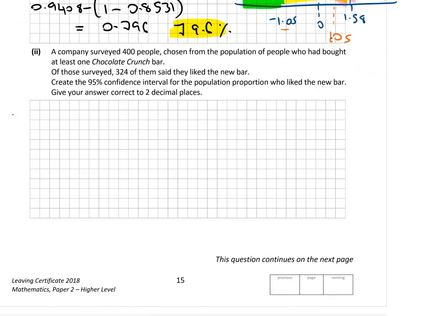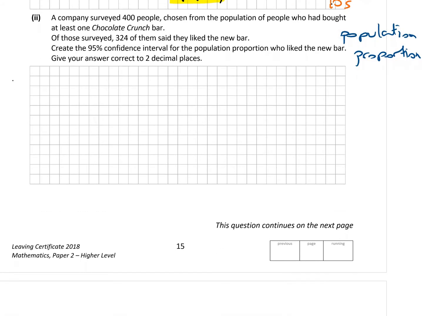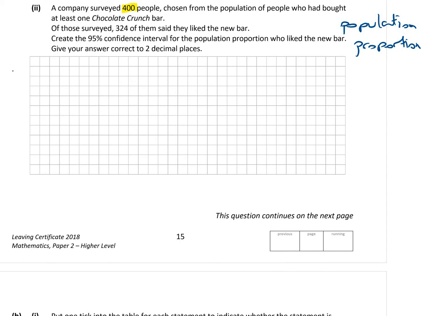This next question then deals with a survey of 400 people, so this is probably going to be population proportion, so we'll just need to know that for which formula to use. 400 people were surveyed, and 324 like the new bar. Create a 95% confidence interval for the proportion who like the new bar. Okay, so the confidence interval for that is going to be p hat plus or minus 1.96 times the square root of p hat times 1 minus p hat all over n. So you got 324 out of the 400 liked the bar.